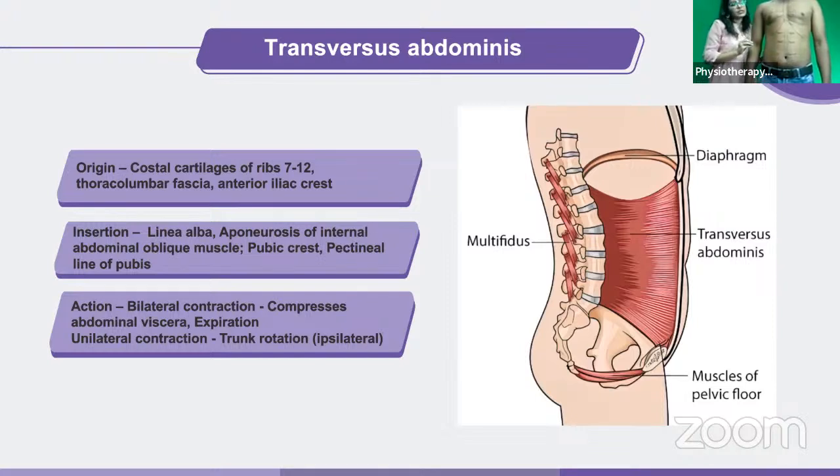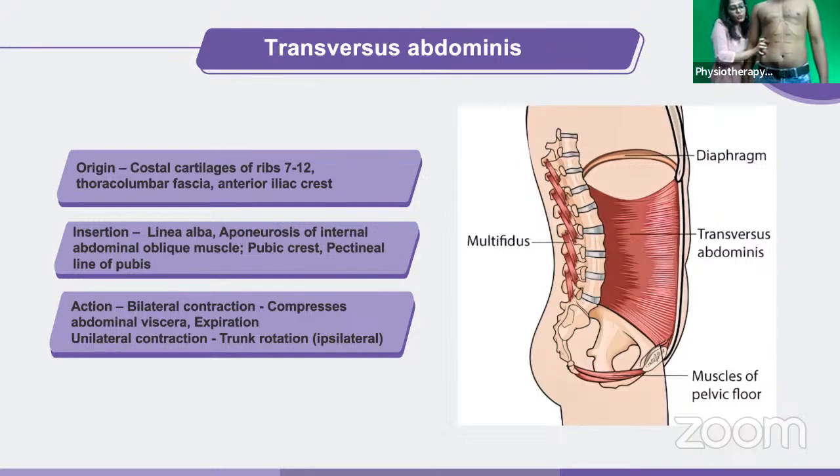What is the action of this? Bilateral contraction, that is the contract. This is a more horizontally present muscle. So when we are contracting it like this on both the sides, that is bilateral contraction, it will compress your abdominal viscera and it will help in expiration. Obviously, all the core muscles will help in expiration.